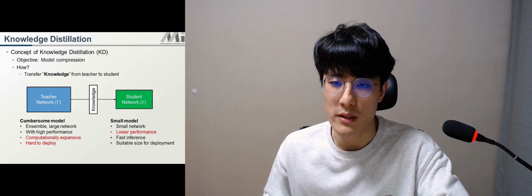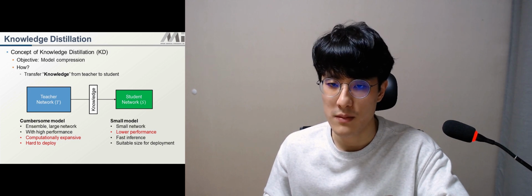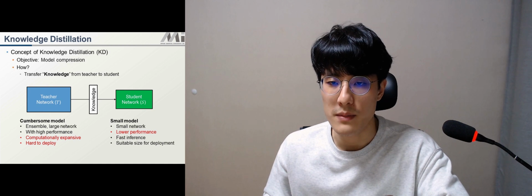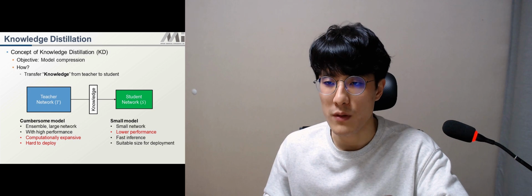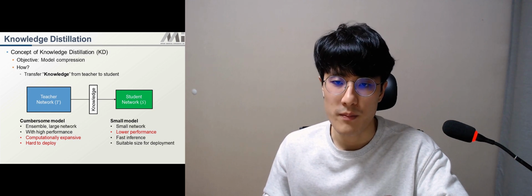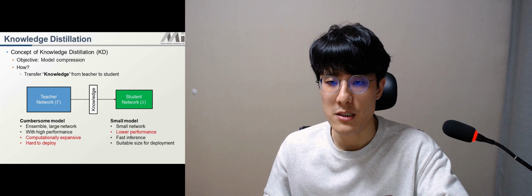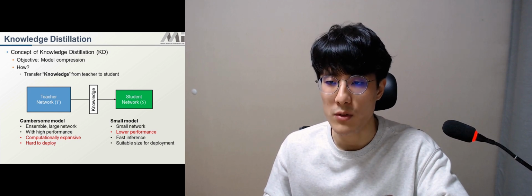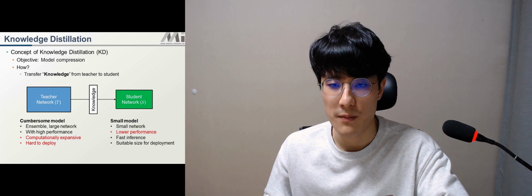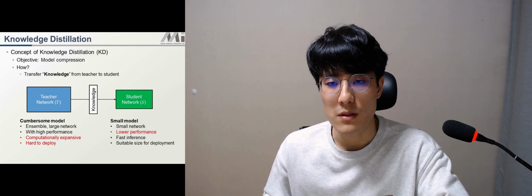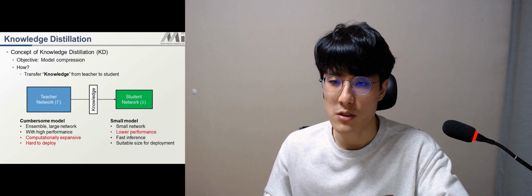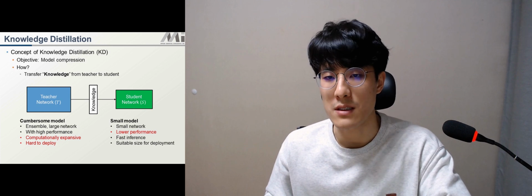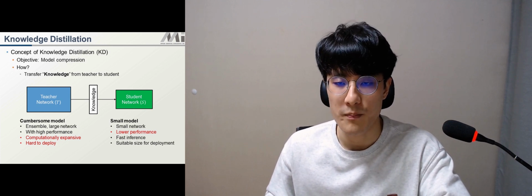Then, what are the teacher and student networks? The teacher network is a relatively cumbersome model that shows good performance. But the teacher network requires a large amount of computation, so it is hard to deploy for a service. Therefore, the literature introduces the student network, which is appropriate to deploy for a service in terms of efficiency.